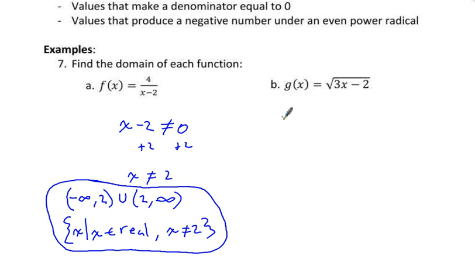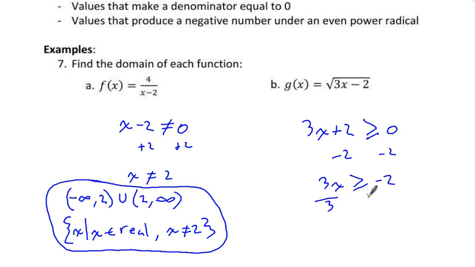For function g here in example 7b, we have a square root. That is an even-powered root, and we cannot have a negative number. So 3x plus 2 must be greater than or equal to 0. Otherwise, it would be negative. So we subtract 2 from both sides. 3x is greater than or equal to negative 2. We divide by 3. X is greater than or equal to negative 2/3.